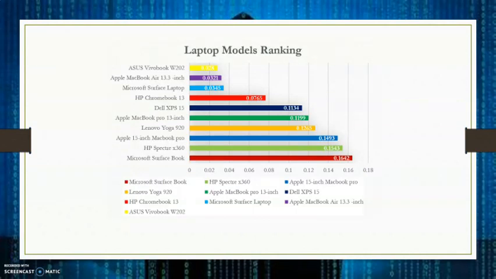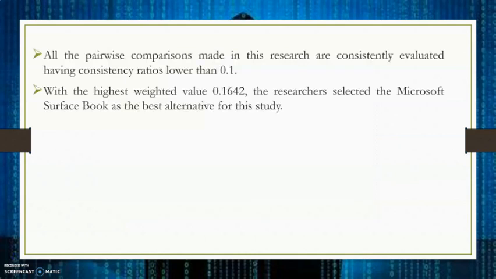After computing the alternatives' priority vector for each criterion, the researchers were able to get the overall ranking of the laptop models by multiplying the created matrix of criteria weights and the priority vectors. All the pairwise comparisons made in this research were consistently evaluated, having a consistency ratio lower than 0.1. And with the highest weighted value of 0.1642, the researchers selected the Microsoft Surface Book as the best alternative for this study.